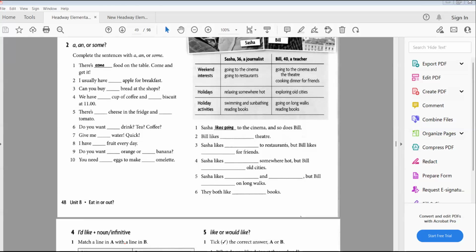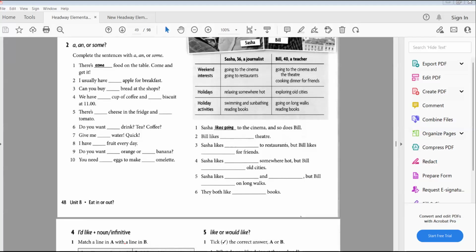All right, so number 3 basically is Sasha likes going to restaurants, but Bill likes cooking dinner for friends. Yes. Okay, number 4. Sasha likes relaxing somewhere hot, but Bill likes exploring old cities. Yeah, that's good, that's what I've done. I actually didn't go any farther, so it's okay. Sasha likes swimming and sunbathing, but Bill likes going on long walks.